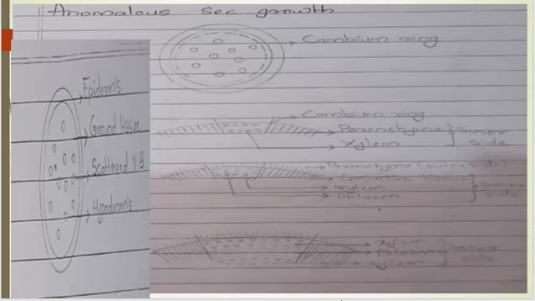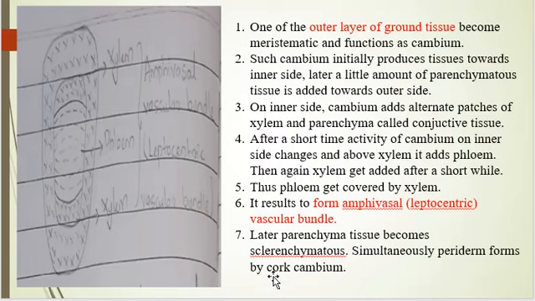Then with certain growth, the xylem and phloem: the phloem at the center and the xylem are developed surrounding this phloem on the inner side. At the center, this is the phloem, and at the surrounding the xylem layer is developed. Then one of the outer layers of ground tissue becomes meristematic and functions as a cambium, which we saw earlier.